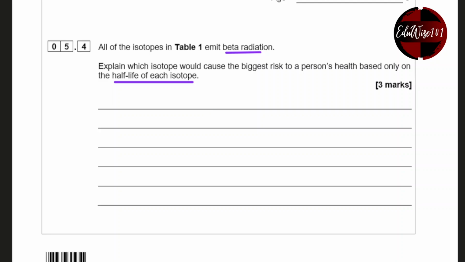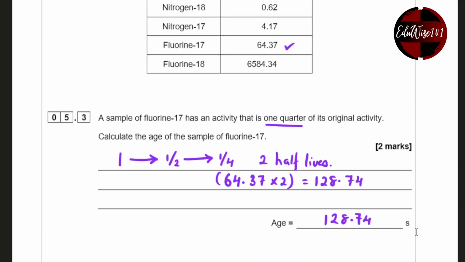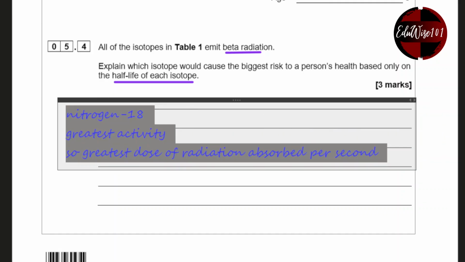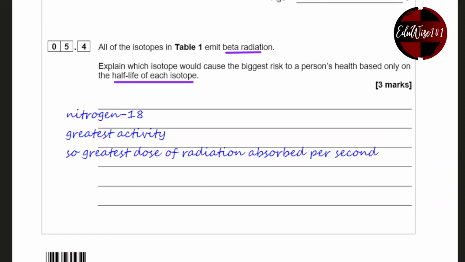So we are looking for the isotope which decays the shortest, which was the top one, nitrogen 18, which has a half-life of 0.62. So nitrogen 18 carries the highest risk. The reason being, it has the shortest half-life, which means its activity is greatest. So nitrogen 18, because it has the greatest activity, so greatest dose of radiation is absorbed per second by anyone who's exposed.